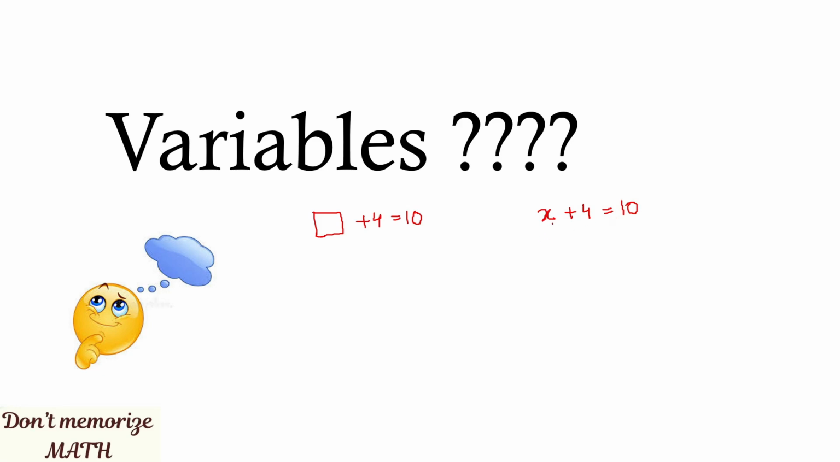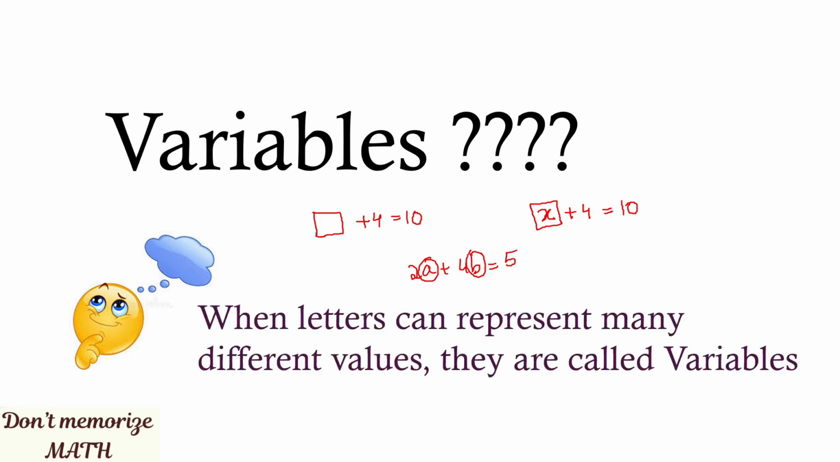So here we are using variables. These letters are called variables. For example, I will write an equation: 2a + 4b = 5. Here you can see I used two letters. Letters are the same as variables; mathematically we call them variables. When letters can represent many different values, they are called variables. I hope it's clear for you.